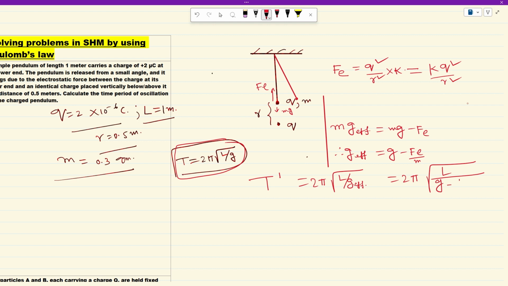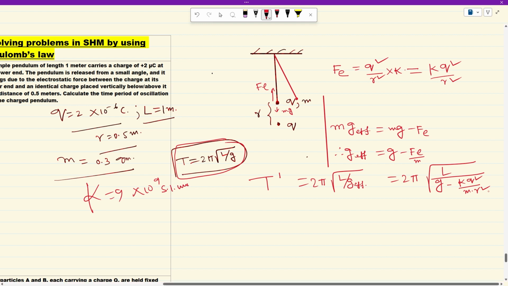Fe you got there, k into q square by m into r square. Value of k you know very well, 9 into 10 to the power 9 in SI unit. Already told, the mass is 0.3 gram we have taken. R, the distance, is given to be 0.5 meter. Just substitute the values. You'll observe that the time period of oscillation is increased.